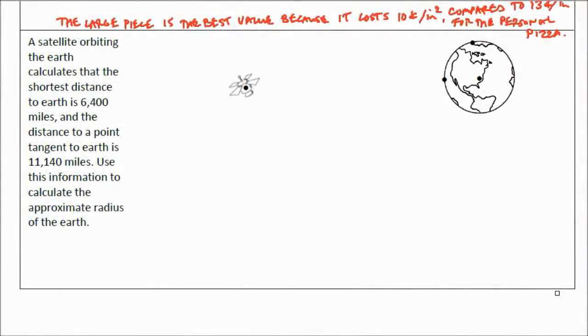Okay, last problem, or the second problem on the back flap of your Unit 9 Circles flipbook. Here's the question. A satellite orbiting the Earth calculates that the shortest distance to the Earth is 6,400 miles, and the distance to a point tangent to Earth is 11,140 miles. Use this information to calculate the approximate radius of the Earth.